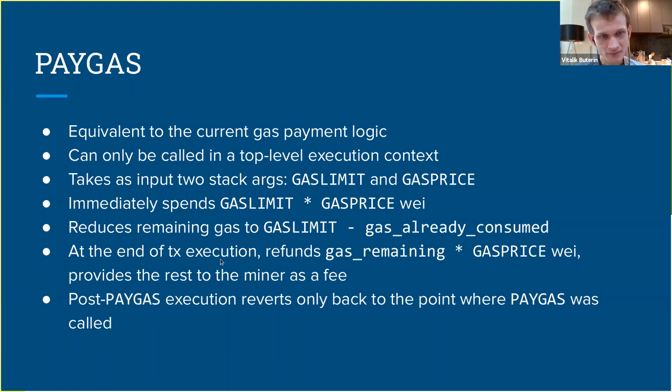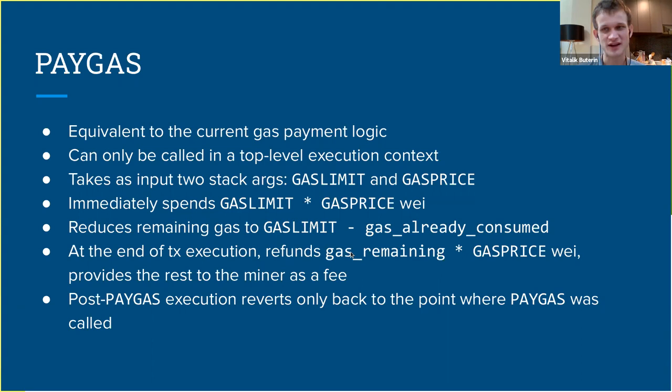At the end of the transaction execution, if execution fails, it reverts only to the end of the pay gas, right? So if the execution fails, then everything that happened before the pay gas, the state changes, are still saved. The gas payment itself is still saved. And then the refund is basically the gas remaining multiplied by the gas price, and then the rest goes to the miner as a fee.